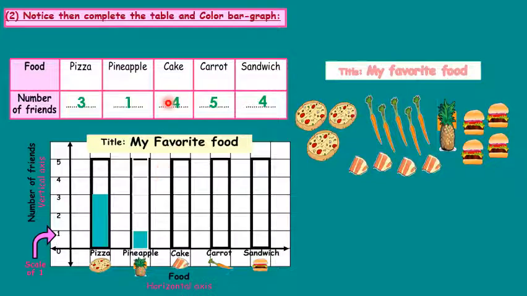Good. Pineapple. Here I have 1, so I will only represent until I reach number 1, until here. Excellent. Another one. How can we represent cake here? I count until I reach what? Until I reach number 4. 1, 2, 3, and 4. So I will color it.